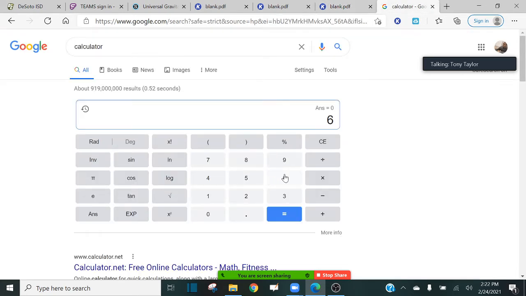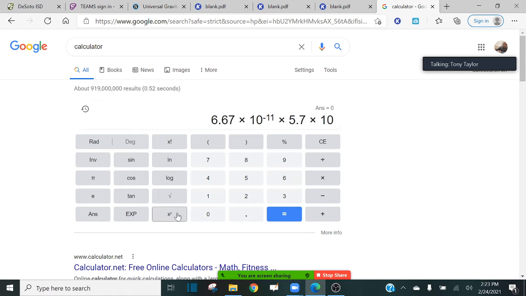The numerator is 6.67 times 10, and then you're going to raise that to the negative 11th power. Okay. And then all of that times 5.7 times 10 to the 6th power.